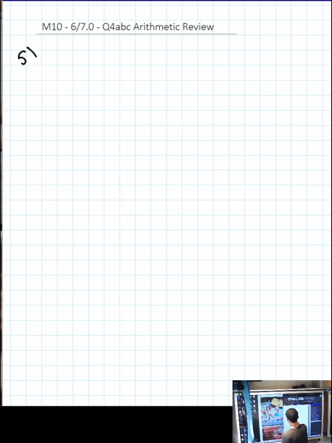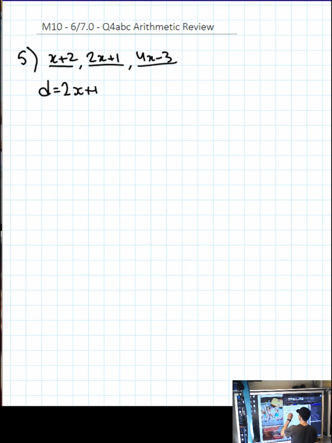Okay, number 5. Find x to be arithmetic. So we have x plus 2, we have 2x plus 1, and we have 4x minus 3. Okay, so find x to be arithmetic. Well, we know that we're supposed to find d twice first, every single time. So let's do that. D equals taking a term and subtracting the term before it.